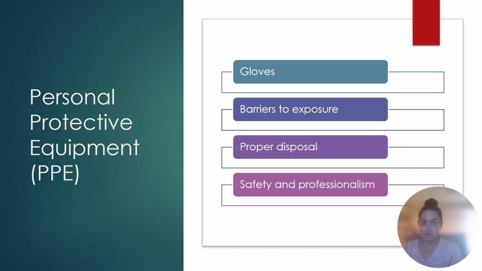And then proper disposal of contaminated materials is also important. Used gloves or contaminated items should be disposed of according to workplace procedures and safety guidelines. Professionalism is going to include responding calmly and respectfully during situations that involve injury or bodily fluids.